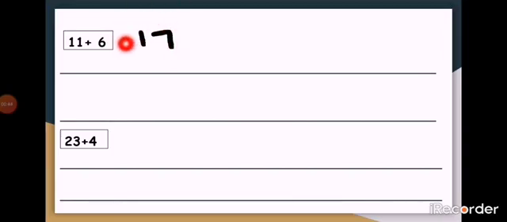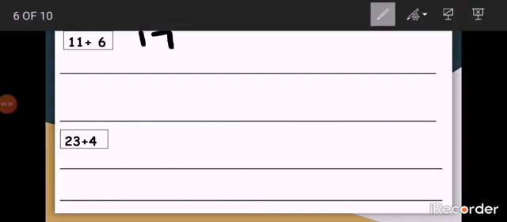Now after writing the answer, we will put the place value on this number. And as you know, we always start from the extreme right digit, that is 7. We put the first value, that is ones, on 7. And for ones, we write O.